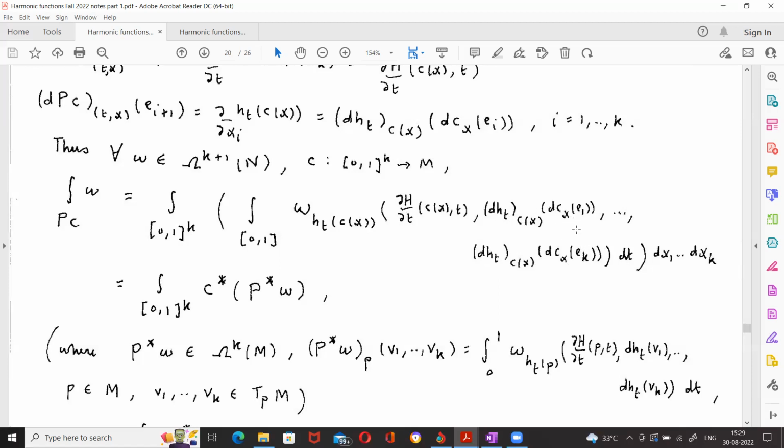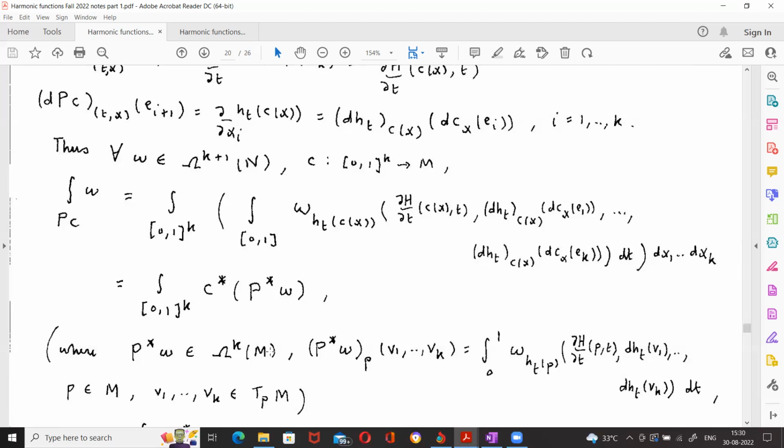Now, this thing inside this integral 0 to 1, I can write the whole thing as the integral over 0, 1 to the k of the pullback c star of a form P star omega. Where what is this form P star omega? Now P star omega is a k form on M.